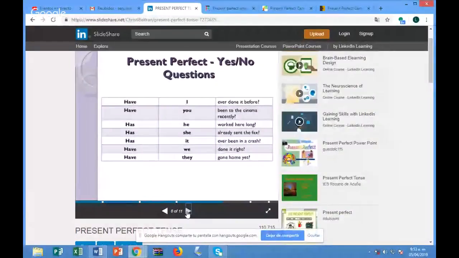Present perfect questions. Have I ever done it before? Have you been to the cinema recently? Has he worked here long? Has she already sent the fax? You can see already also close to the verb in third form. Okay. Has it ever been in a crash? This ever, they also use this ever. Have we done it right? Have they gone home yet? You can see the yet at the end of the question. This yet is always at the end of the phrase or the question, okay?